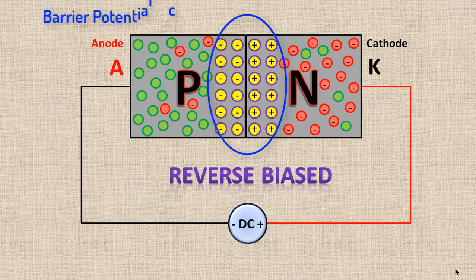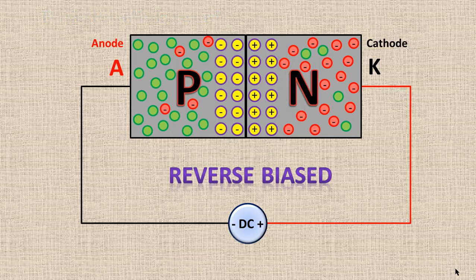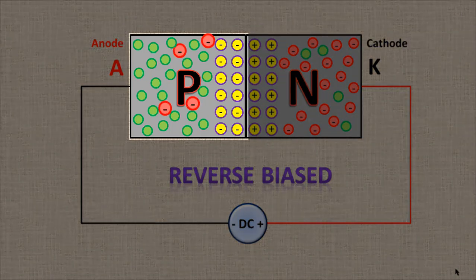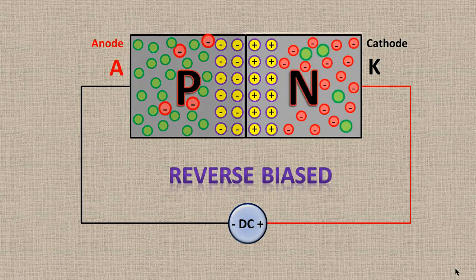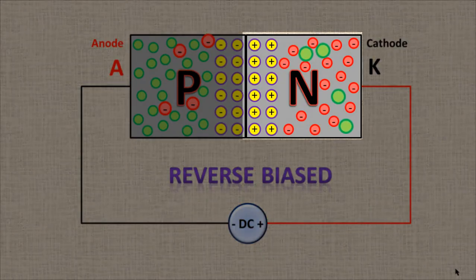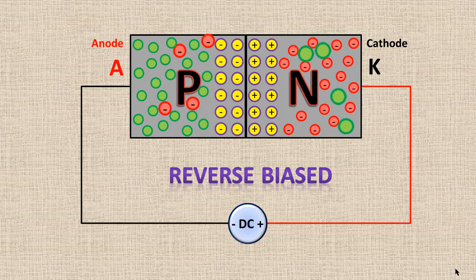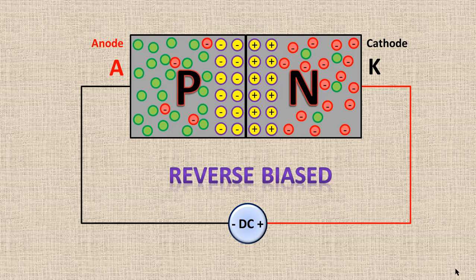In an ideal diode, no current would flow under reverse bias. However, in real diodes, there is always a very small reverse leakage current. This is due to minority carriers, very few electrons in the P-type region, and very few holes in the N-type region that manage to cross the junction despite the reverse bias. But the current is extremely small.